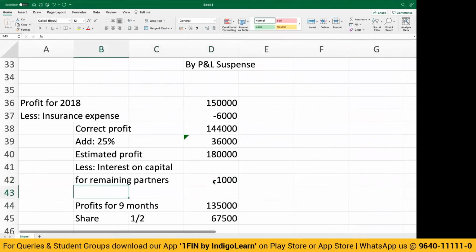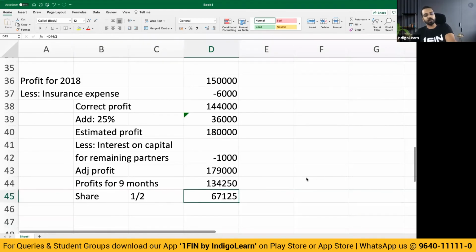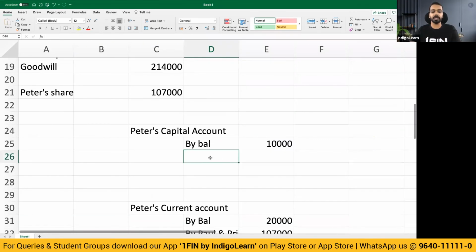So adjusted profit will be 180 minus 1,000. That is 179. Profit for 9 months is 179 divided by 12 multiplied by 9. And his share is half, which is 67,125. Now this share of profit will be credited to current account.